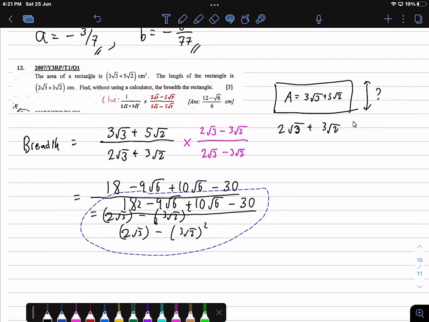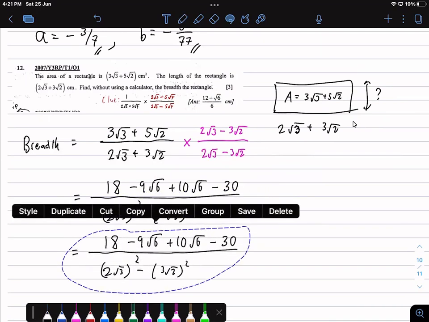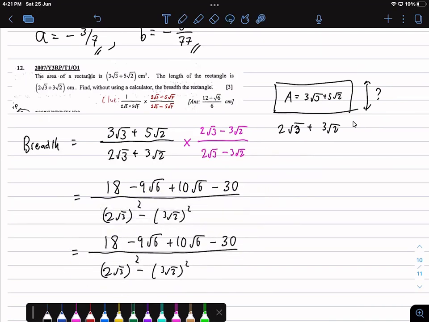Is this okay? Good. Let's move on. So now you get, hold on a second. Okay. There's a fly. Oh my goodness.